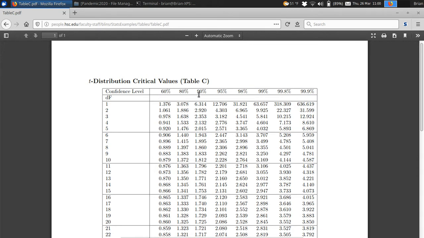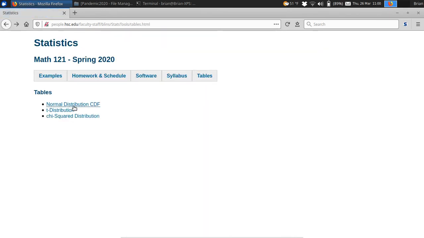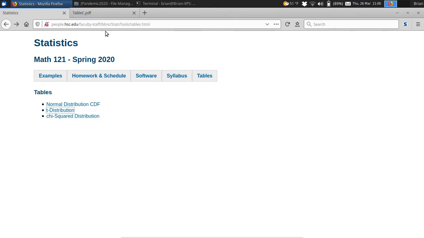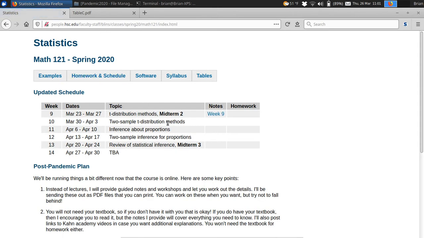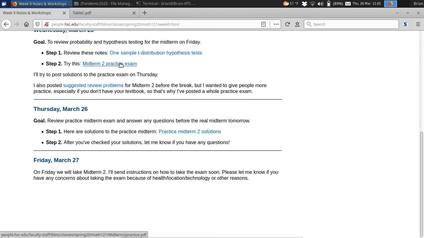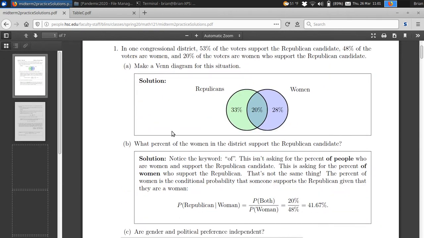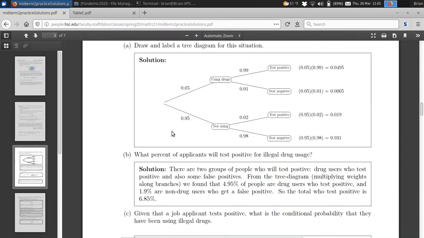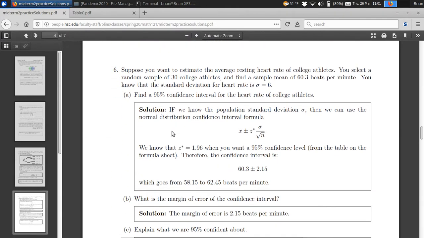So let me leave this open, and then let me open it in a new tab, and then I'll also take a look at one of the problems from the review test. So let's go over here. On the practice exam, we had one problem. I posted solutions to the problem. So here was the problem. The problem was a hypothesis test question. I gotta scroll down and find it.